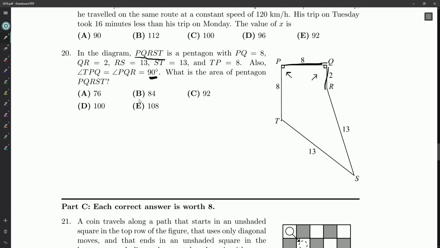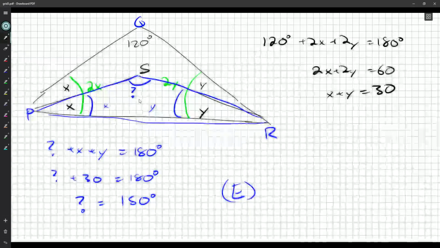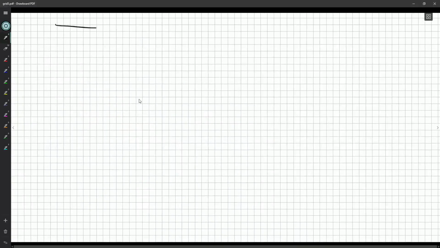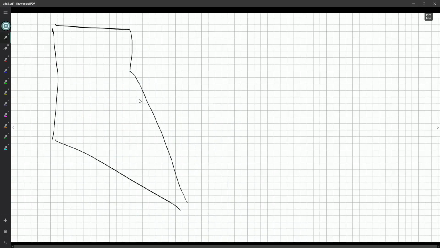Anyway, I want to first copy my picture down, and then I want to break it up. I'm noticing right angles, so I'm thinking maybe we'll have some rectangles, maybe some right angle triangles in here. Okay, so we've got two 13s, an 8, an 8, and a 2. So, how could we break this down?